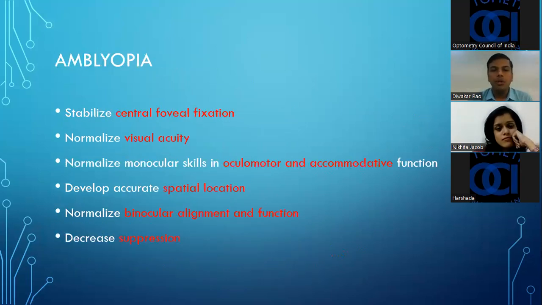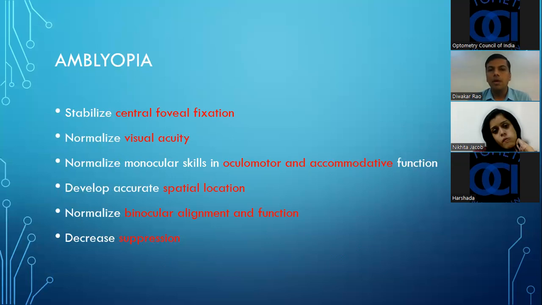Patients with amblyopia, a lot of us think that just improving visual acuity is sufficient. No, a lot of evidence has proven that visual acuity is just the tip of an iceberg. You have much more depth in the problem. First, work on centralizing the foveal fixation. You can check through visuoscopy and find out if there is an eccentric fixation or not. If there is an eccentric fixation, first work on that. Next, normalize visual acuity. Then work on oculomotor and accommodative functions.